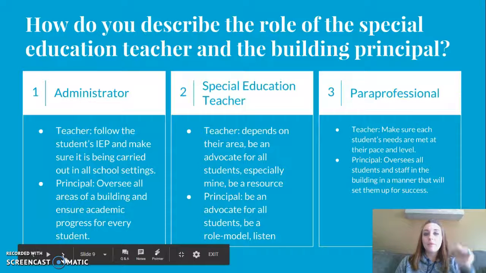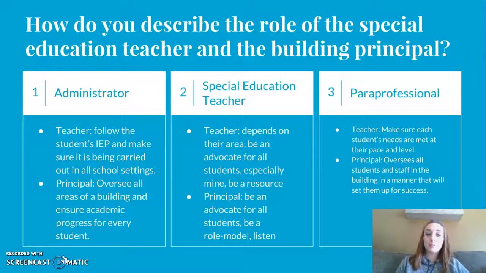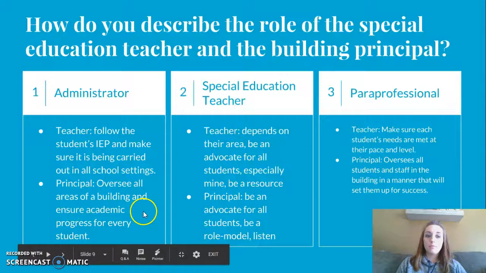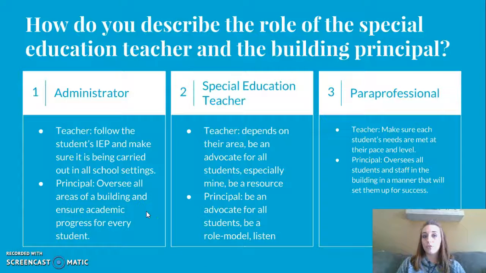How do you describe the role of the special education teacher and the building principal? The administrator said it's the SPED teacher's job to follow the IEP, make sure it is being carried out and followed through with fidelity in all school settings. And then the principal said that his job was to oversee all areas of the building and make sure that all students are making progress. The special education teacher said that it depends on the teacher's area, maybe the classroom type or the types of students that they're teaching.